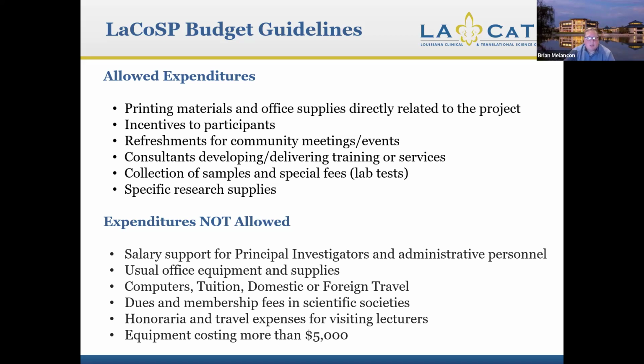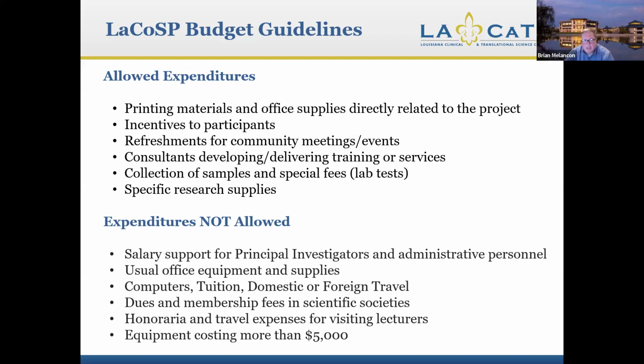These projects really are being in the community. They're really heavy in terms of the action items that the project is trying to complete. So having salary support for principal investigators or administrative personnel, that's not allowed. So that'll take away a lot from that $10,000. Typical office equipment, computers, tuition, membership fees, honorary and travel expenses for visiting lecturers, and equipment costing more than $5,000.